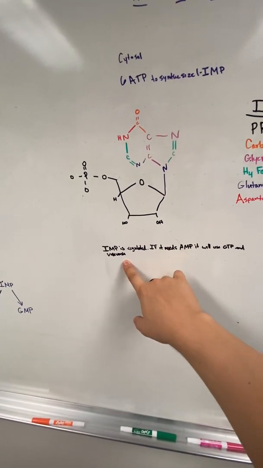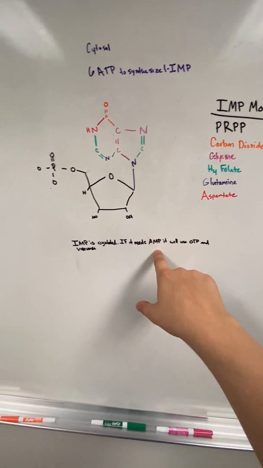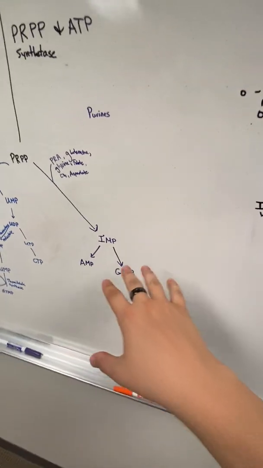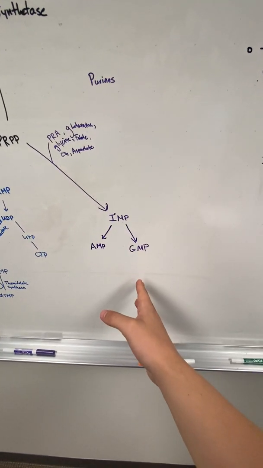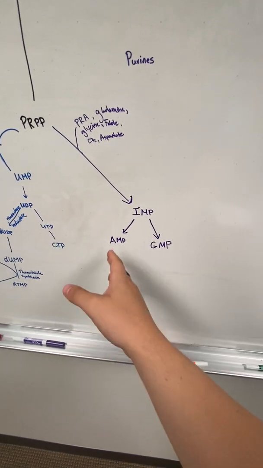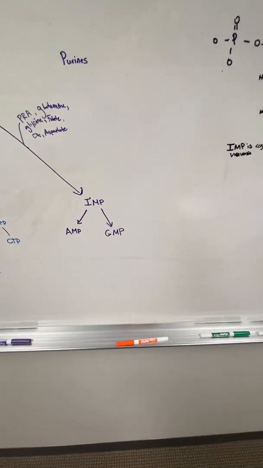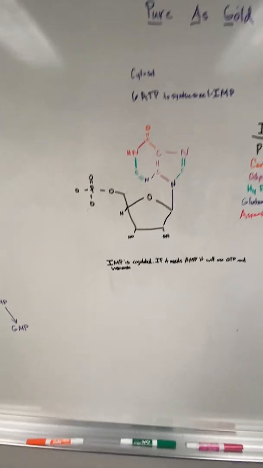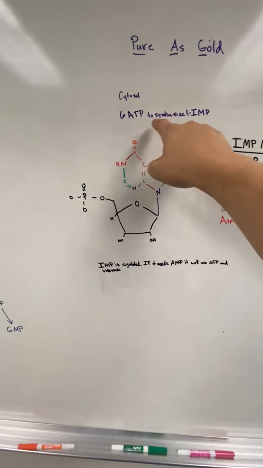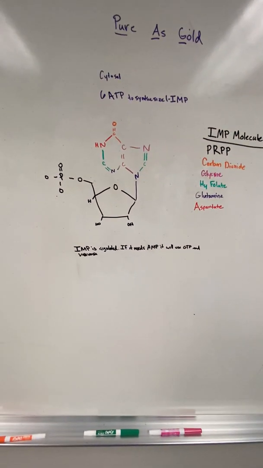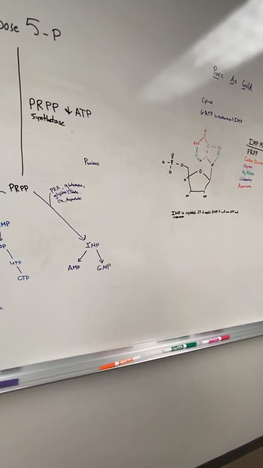And this says here that IMP is regulated. If it needs AMP, it will use GTP to make AMP. And if it needs GMP, it will use ATP to make GMP. It's just how it works out. This is all done in the cytosol, and it's expensive. It costs 6 ATP to synthesize 1 IMP. Okay, so that's all you really need to know about purine de novo synthesis.